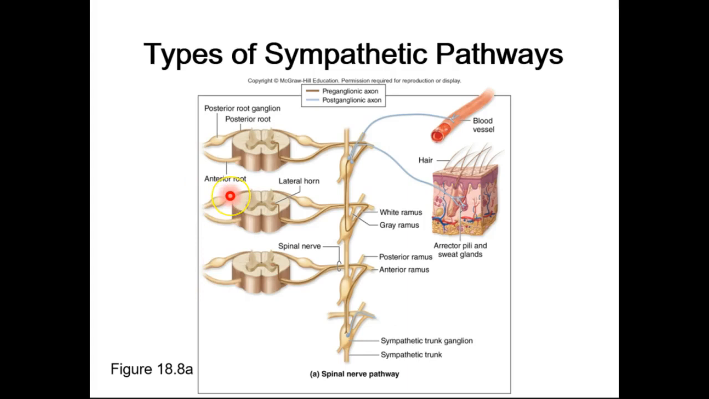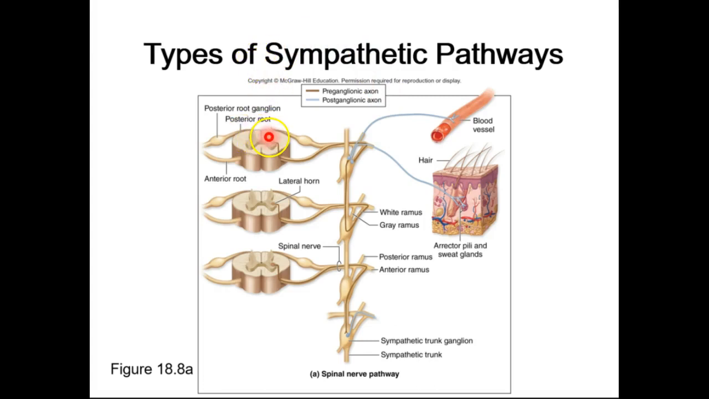So with this chain, and we're going to go kind of big picture on this, you do need to know about the white and gray ramus, but I'm not going to have you follow too many of these pathways. I just want you to get a sense of how these things can branch and communicate within the chain.